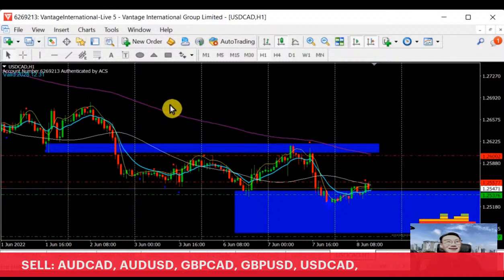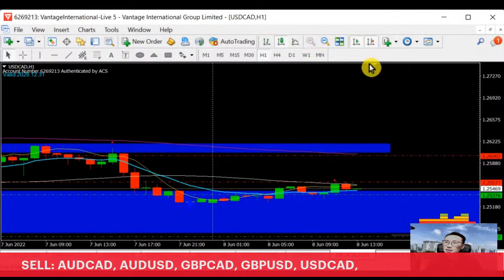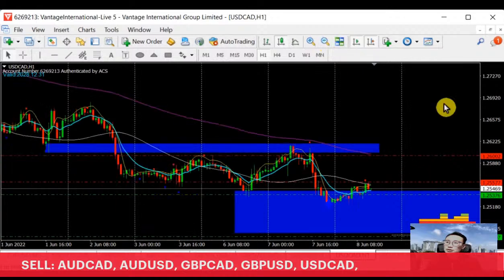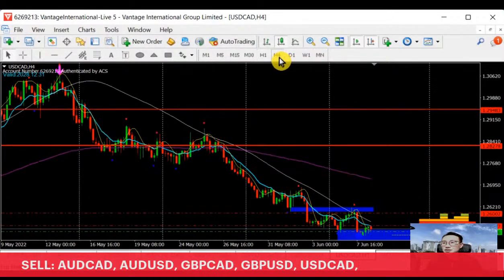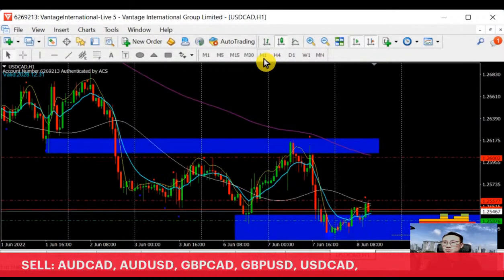Yes, we have an H1 opening right now. Let's take a look at what we are going to have over here. For dollar CAD, right now it's still opening, so let's see the closing. For the close, dollar CAD seems like it's still respecting the moving support over here, so it still has a way to go.